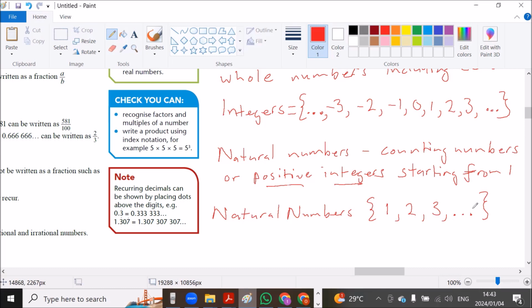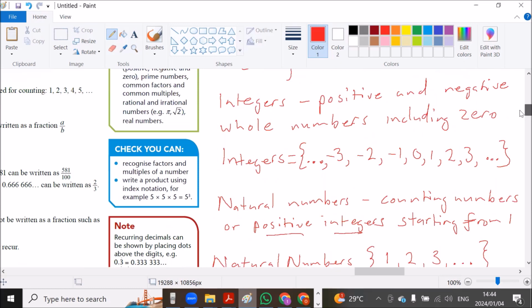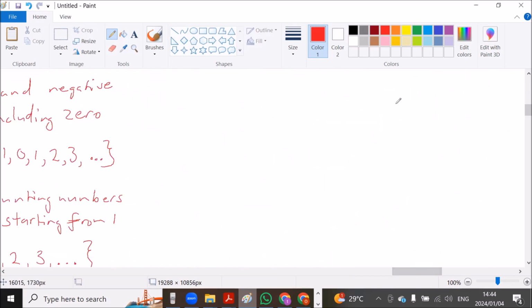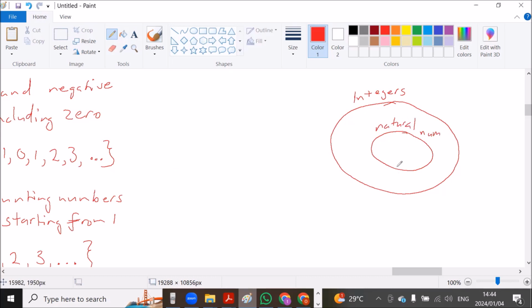1 million is a natural number. 1,000,001, as long as it doesn't have a fraction or a decimal. Those are natural numbers. So we can see natural numbers are part of integers. So in our sets, we can say integers, natural numbers. So natural numbers are part of integers. Here we can only have positive, here we can have negative, and they go on and on.